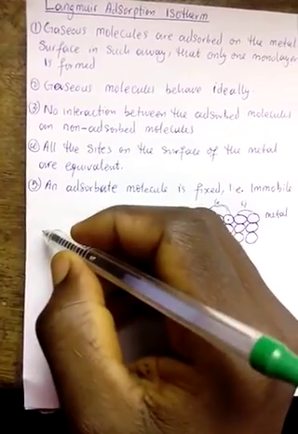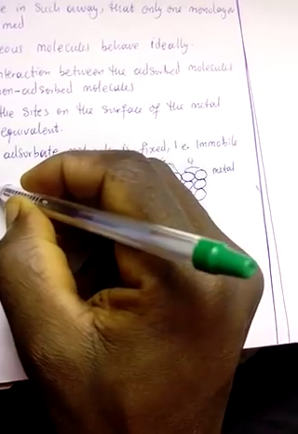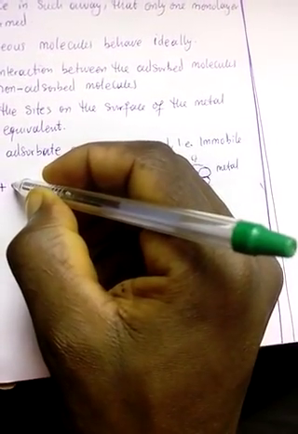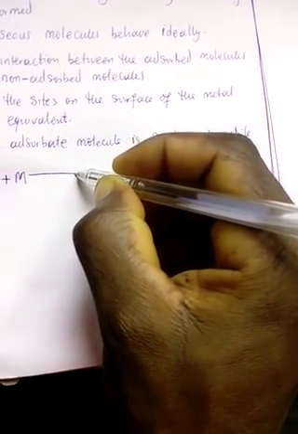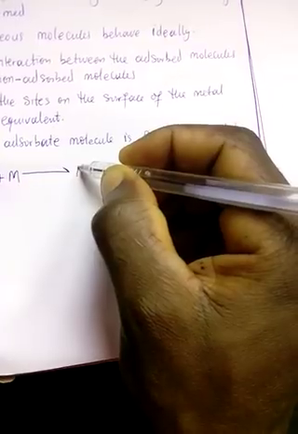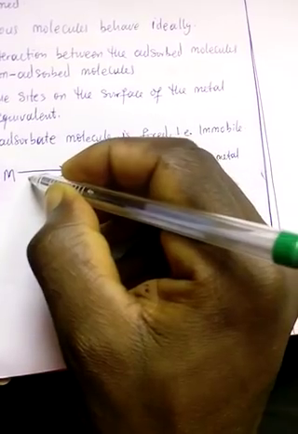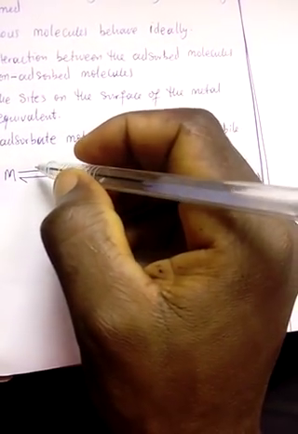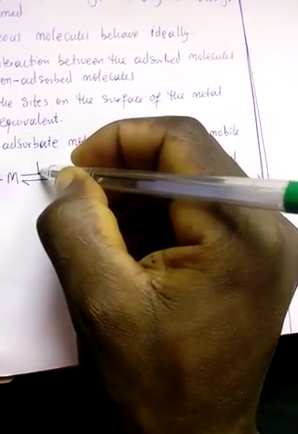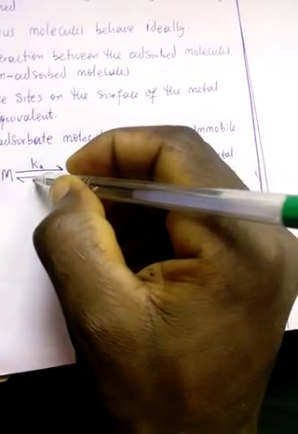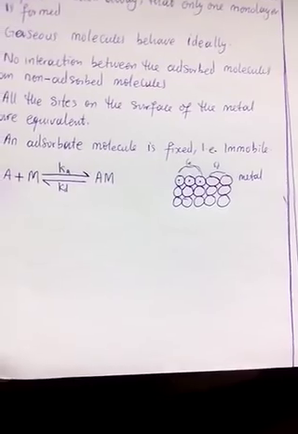Let's say we have a reaction for the rate of adsorption. Let's say we are representing our gas molecule with A. When the molecule comes onto the metal M, following the forward reaction, it forms AM, this intermediate, which can go back again to form A plus M. So let's say this is our rate of adsorption, which is Ka, and this is our rate of desorption, Kd. These are represented by the rate constants Ka and Kd.